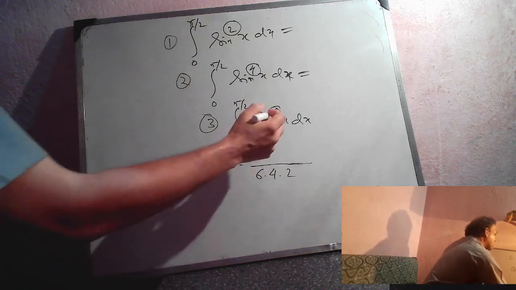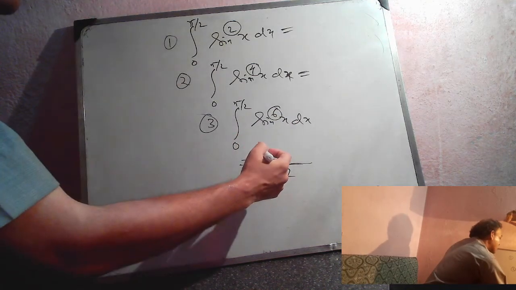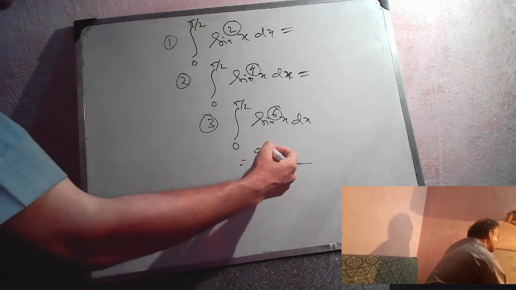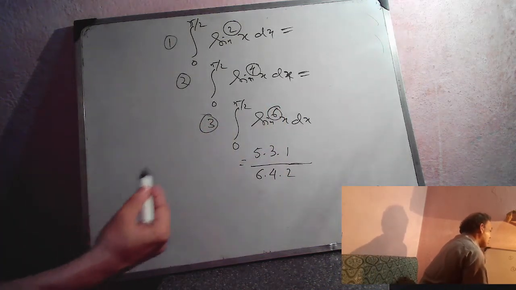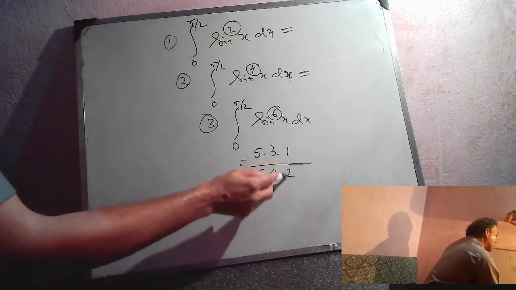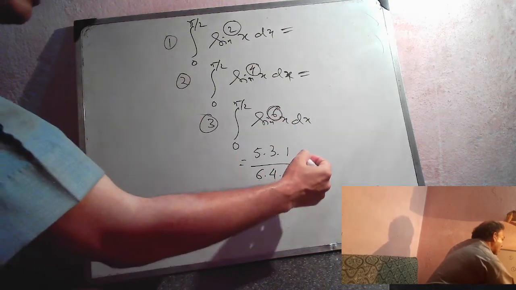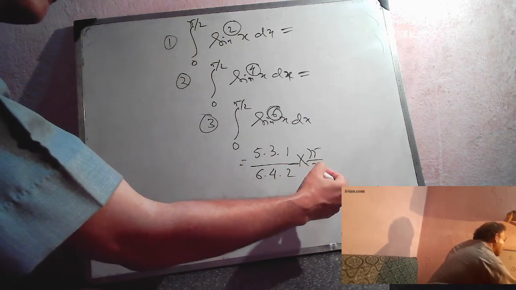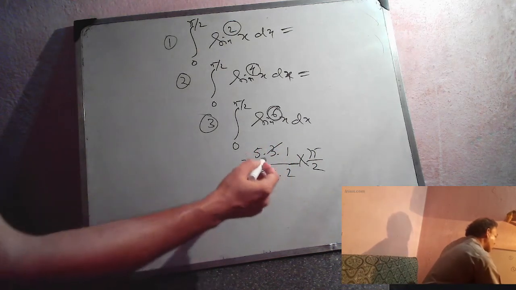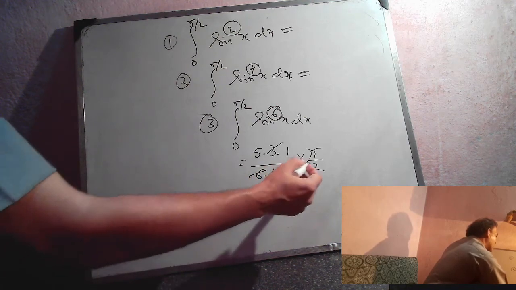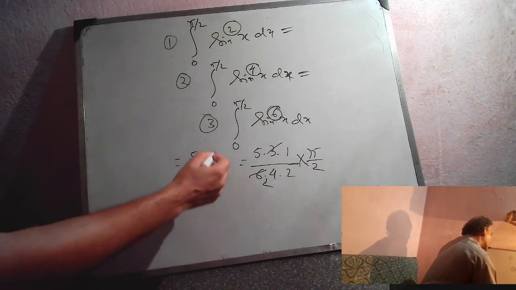Now at the numerator write 6 minus 1, 5. Start with 5, then go on decreasing by 2 units: 5 into 3 into 1. If the power is even, then you will get 1 by 2, which means half, at the end. Now this is an even one, so at the end multiply by pi by 2. So our answer will be 5 pi by 32. This is our answer.